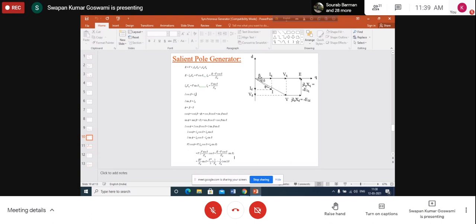Angle between is beta. Delta is the angle between E and V. Phi is the angle between terminal voltage and current. Since we are representing the motor using two reactances, one along direct axis, one along quadrature axis, we shall be actually dividing the current also into two components, one along direct axis, another along quadrature axis.